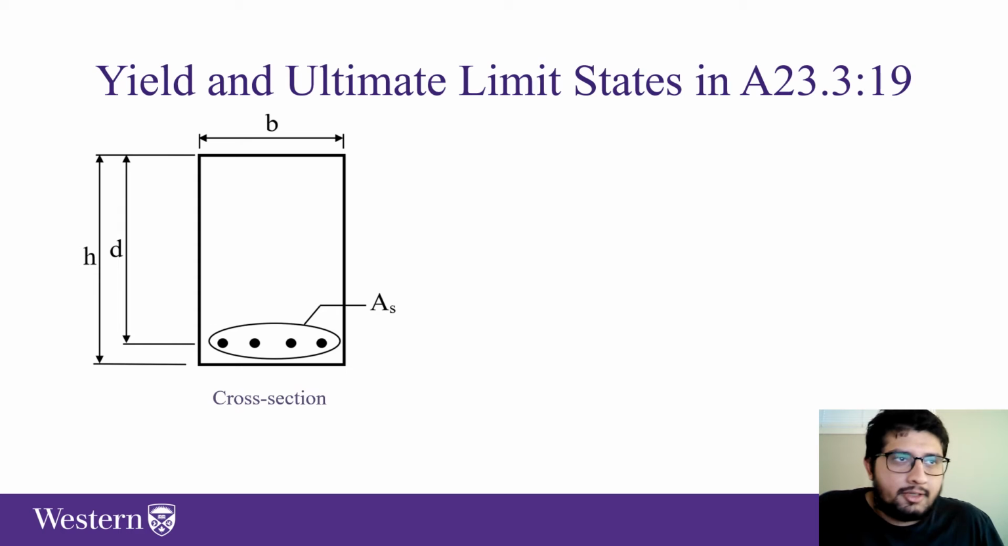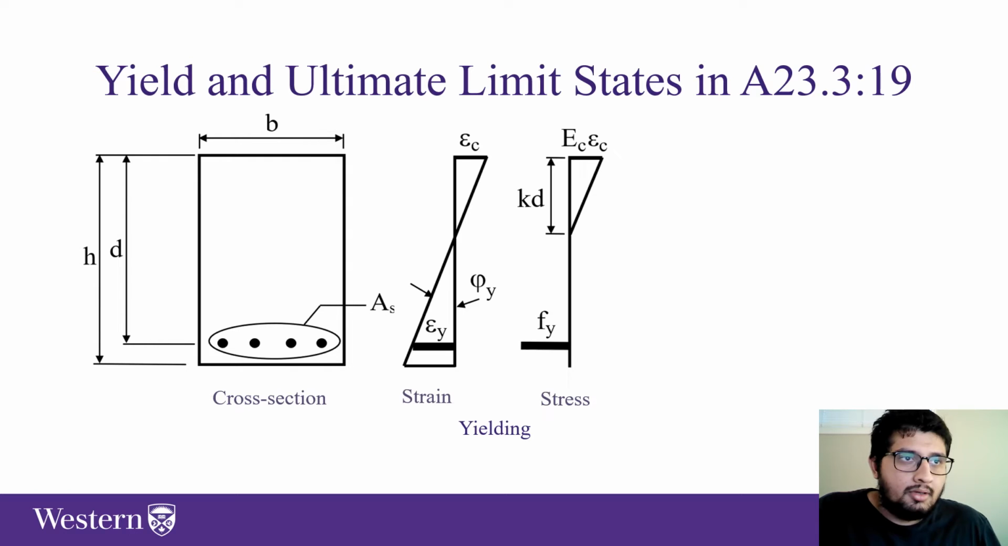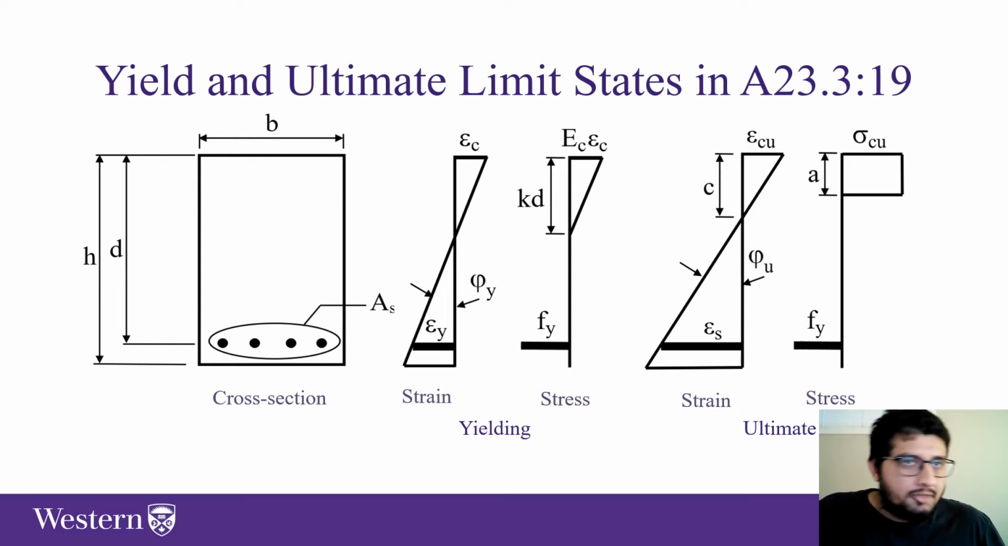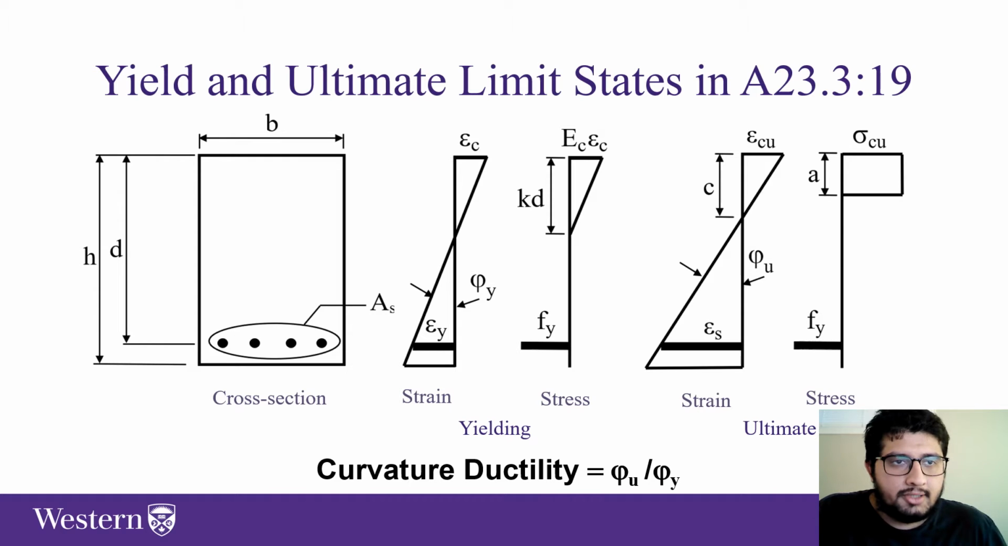The first step in calculating the curvature ductility ratio is to come up with the moment curvature relationship, and this is the cross-section that was used. According to A23.3, the yielding curvature can be determined from the strain diagram when the steel is yielding, and yield is defined when the steel stress reaches the steel yield stress. The ultimate curvature can be calculated from the strain diagram at ultimate, and ultimate is defined when the extreme fiber concrete compressive strain reaches its maximum value. Curvature ductility is the ratio of the ultimate curvature to the yielding curvature.